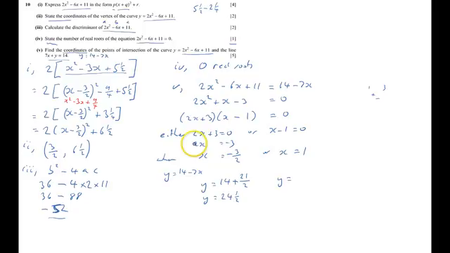Or y will equal 14 minus 7x. 14 minus 7 ones, that's 7. So that is y equals 7. So our coordinates are minus 3 over 2 and 24 and a half, or 1, 7, which is much easier. And that's question 10 and the whole paper done.